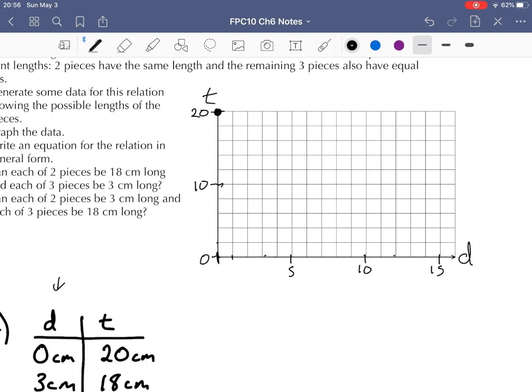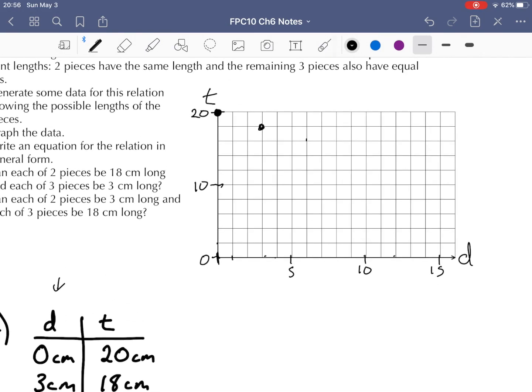Now let's graph it. When my variable d is 0, my t is 20 right there. When it's 3, 1, 2, 3, it's 18. Should be right there. When it's 6, it is 16. And then when it is 9, it'll be 14. 10, 11, 12, it's 12. 15, it's 10. My equation will graph down like that.